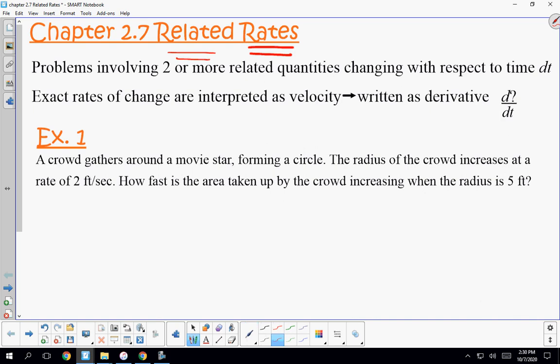So again, these are going to be problems involving two or more related quantities. They're changing with respect to time. They're changing over time, but time is not going to be a variable in the problem. So we do need to use implicit differentiation.